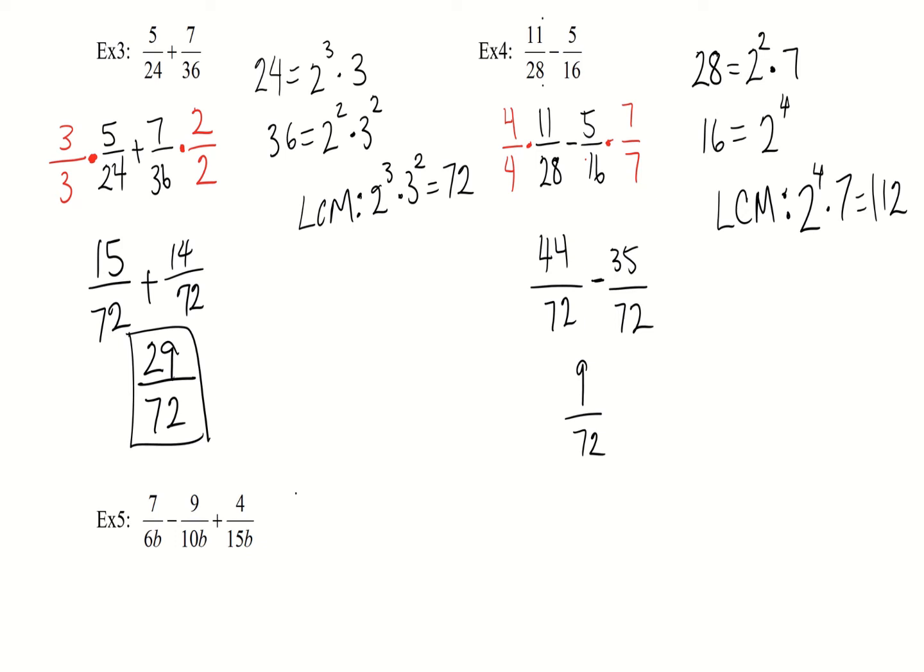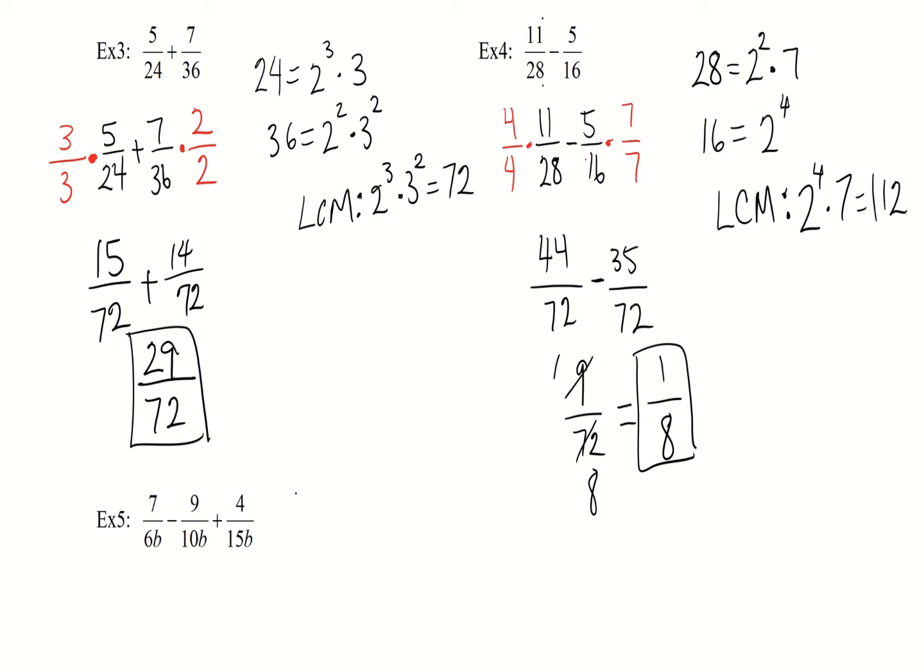9 over 72 reduces to 1 over 8, because 9 goes into 72 8 times, right? So 1 over 8. So this reduces to 1/8. Final answer for example 4 is 1 over 8, or 1/8.